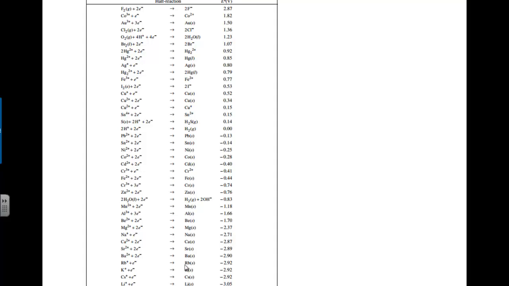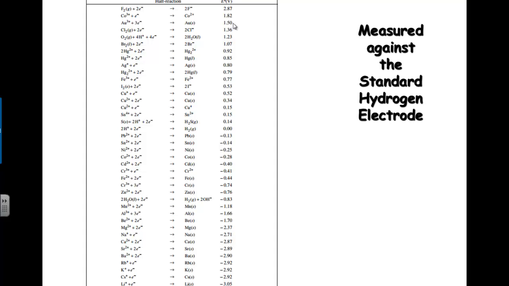Okay, so the way this table is constructed is that all of these values are compared to hydrogen, which is the standard right here at 0, 0. So the reduction for hydrogen is 0, and all other values are compared to that of hydrogen. Okay, so those that have a greater reduction potential are positive, and those that have a lower reduction potential than hydrogen are negative.